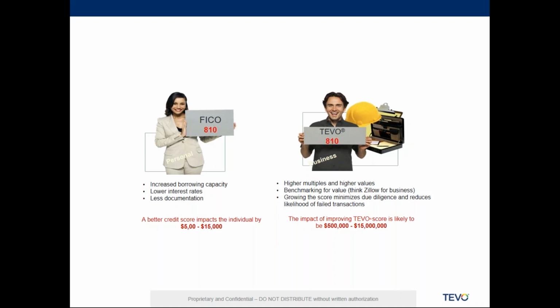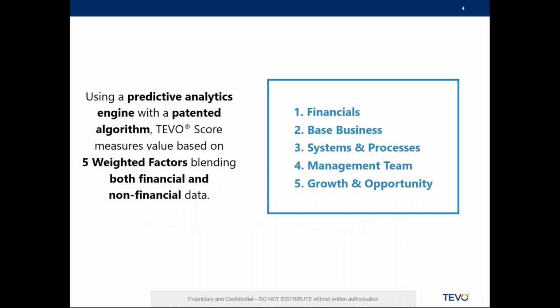And we have many business owners that we've worked with and through the advisor network that we've got, where a $10 or $15 or $20 million shift in valuation is not a small thing, and it's just by moving the score. So very quickly, it's a predictive analytical engine. We have an algorithm, we have a patent pending on it, and it looks at 5 things: financials, base business, systems and processes, management team, and growth and opportunity.